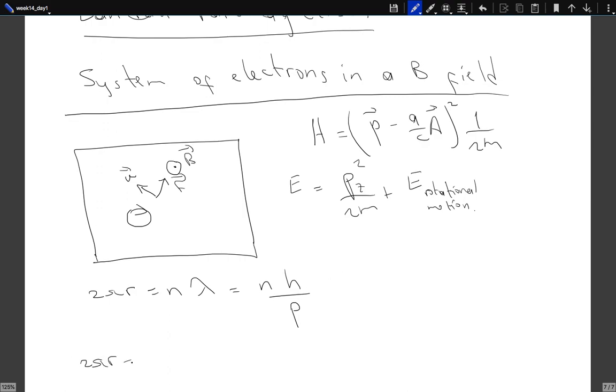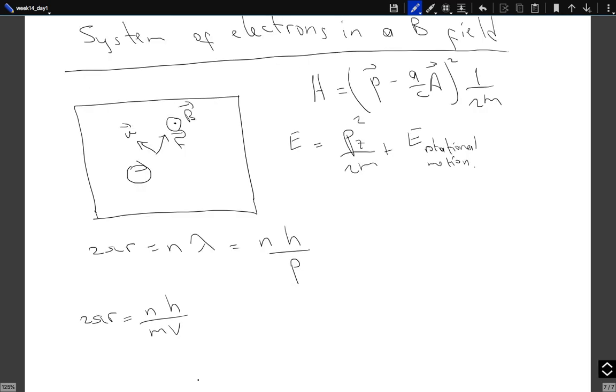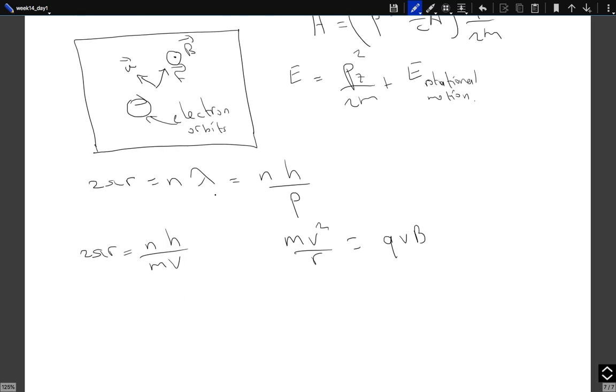Or 2πr should be equal to nh over mv. And then we have the other condition: the centripetal force, which is mv squared over r, should be given by the electromagnetic Lorentz force. So this should be q times v times B. So we have these two conditions for the orbits.